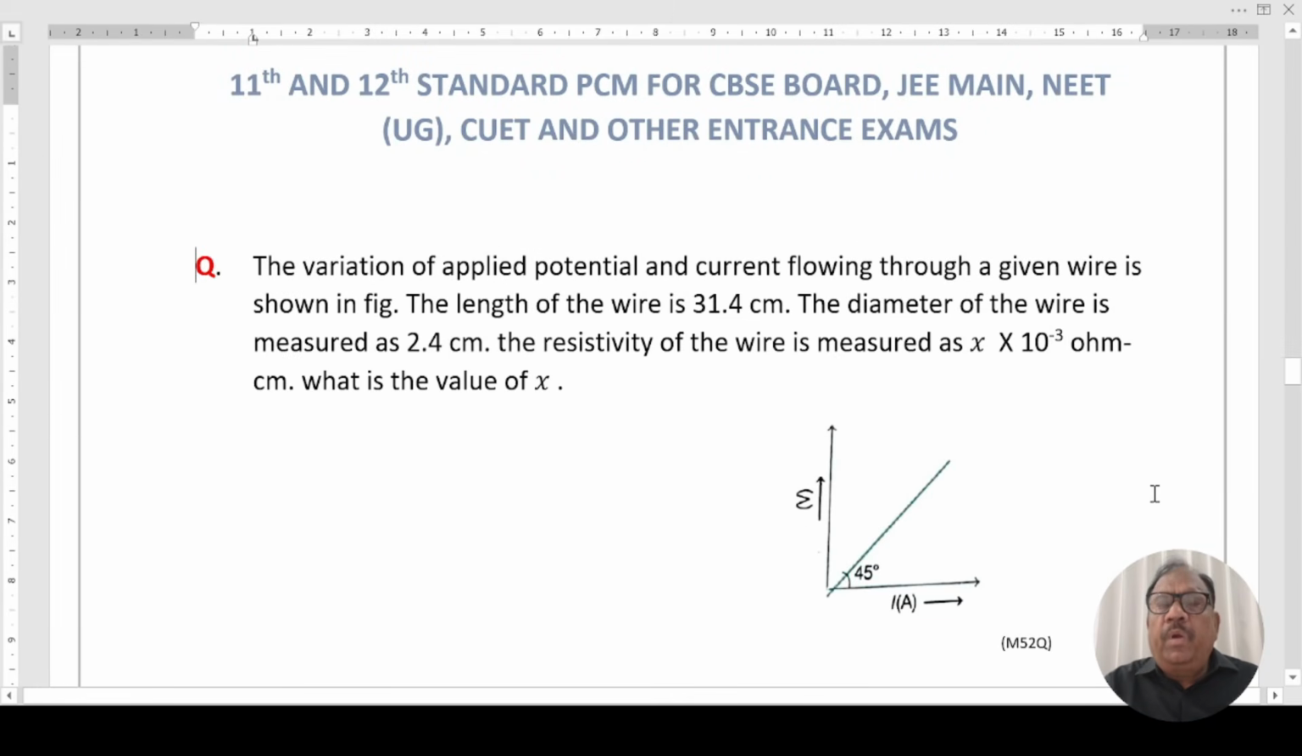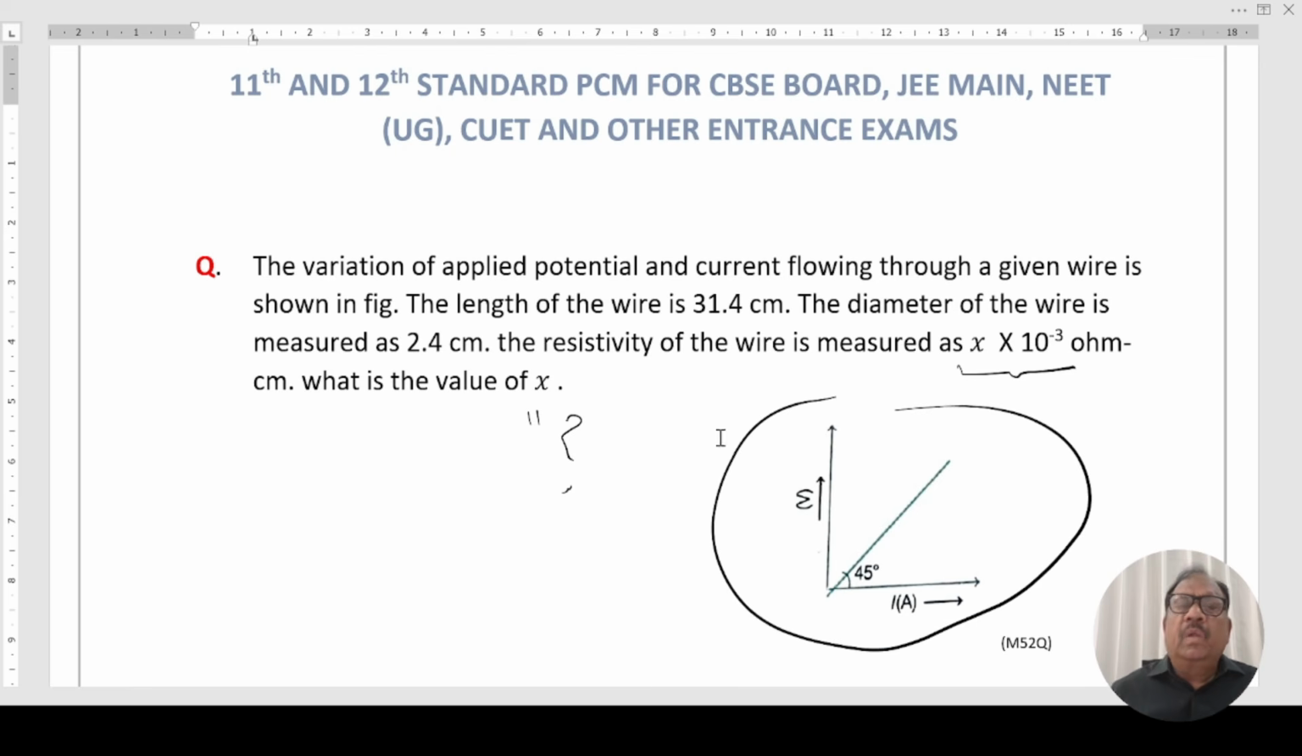Question is, the variation of applied potential and current flowing through the given wire is shown in the figure. The length of wire is 31.4 centimeter. The diameter of the wire is measured as 2.4 centimeter. The resistivity of the wire is measured to be x into 10 to the power minus 3 ohm centimeter. We have to find the value of x. This is the figure, right?